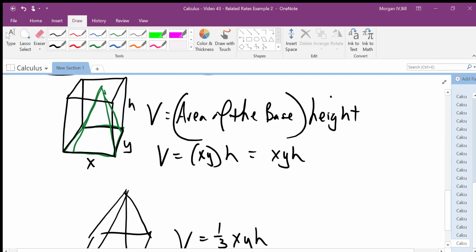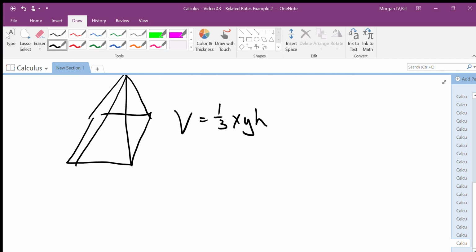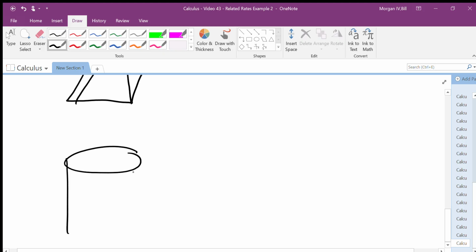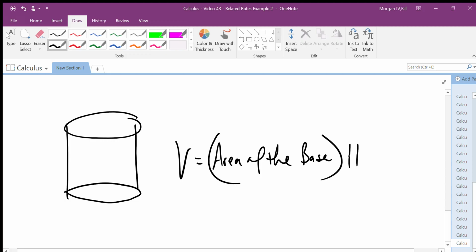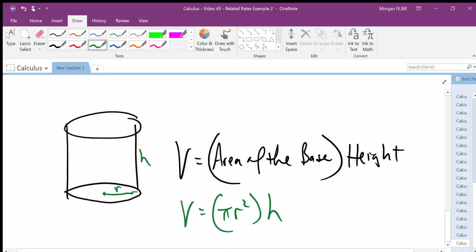Okay. In our case, we have a cone. The cone comes from a cylinder. All right. To find the volume of a cylinder, it is the area of the base times the height. Now it's a cylinder, so let's say it has a radius r and a height h. What is the area of the base if that base is a circle? Well, the area of a circle is pi r squared, and the height is h, so the volume of a cylinder is pi r squared times h.